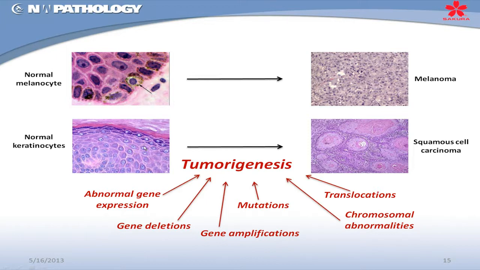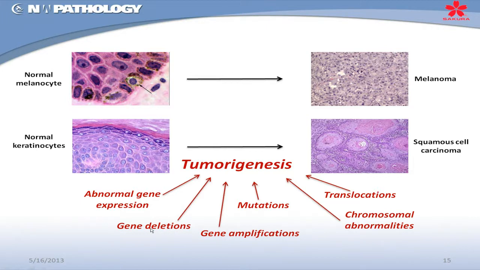These are normal keratinocytes doing their normal protective barrier function, but if gene expression goes awry in them, they can become a squamous cell carcinoma. This process is called tumorigenesis. Basically, think of tumorigenesis as just gene expression going awry, and that can happen for multiple different reasons.